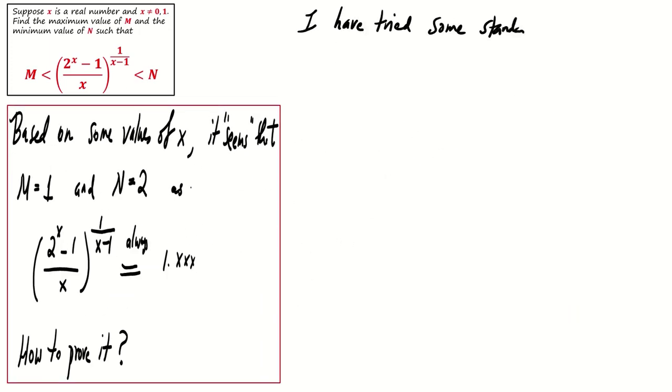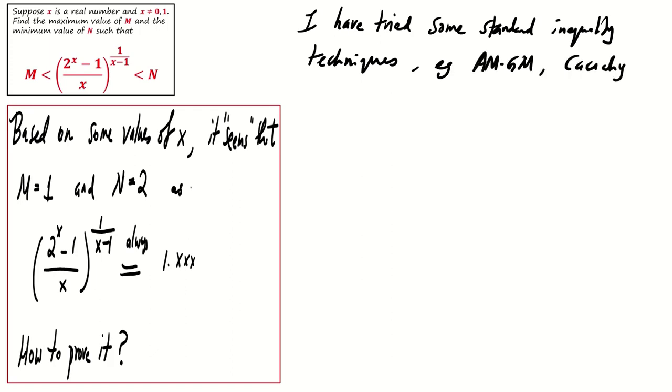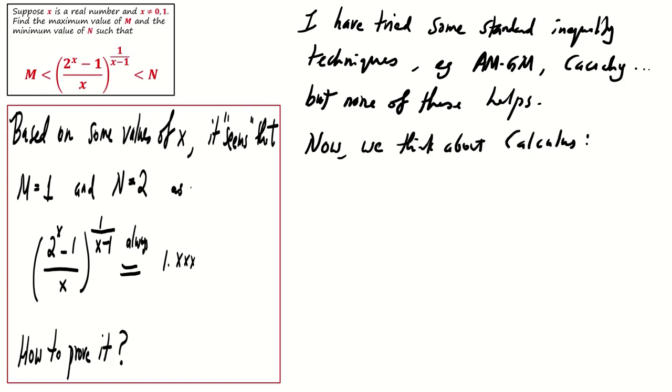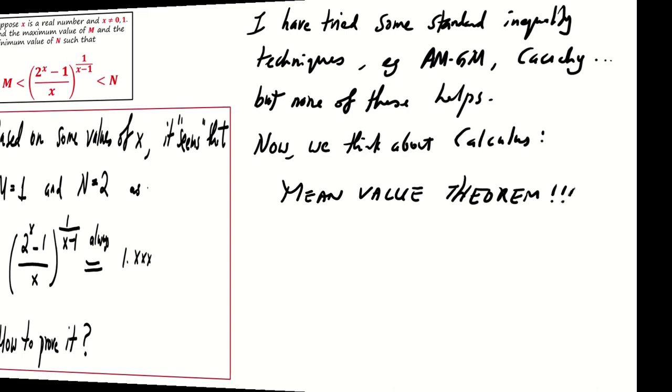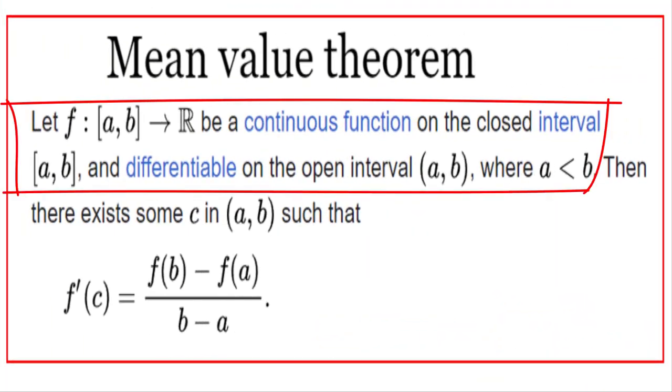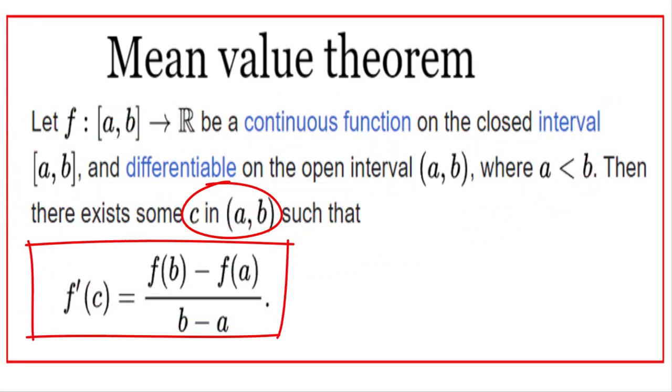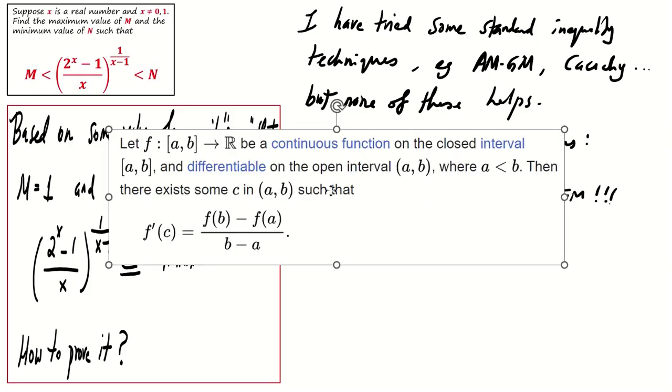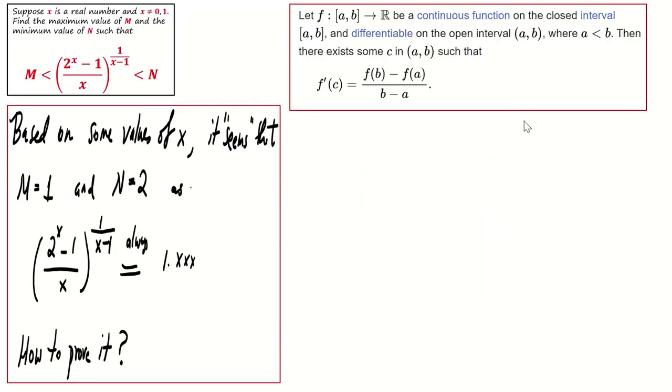I have tried various standard techniques in inequality, such as AM-GM inequality and Cauchy inequality, but none of these help. Now, let's try to use a technique in calculus, in particular, the mean value theorem. The mean value theorem states that if f is a function that's continuous on the closed interval [a, b] and differentiable on the open interval (a, b), then there exists some c in (a, b) such that f'(c) equals (f(b) - f(a))/(b - a). In short, we call the mean value theorem MVT.